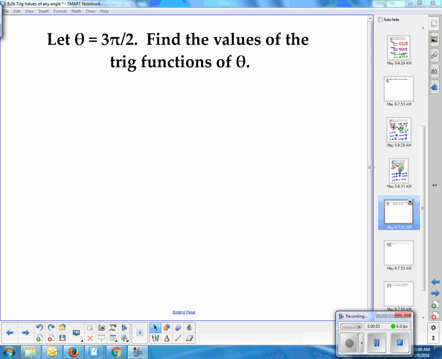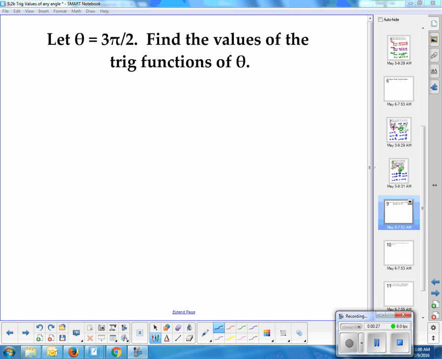For these few examples, we're going to continue to introduce how we would work with these circular definitions of the trig functions. So once again, these problems assume that we know those circular definitions. Maybe you call them the XYR definitions, depending on what your primary source was. So in this problem, let theta equal 3 pi over 2 radians. Find the values of the trig functions of theta.